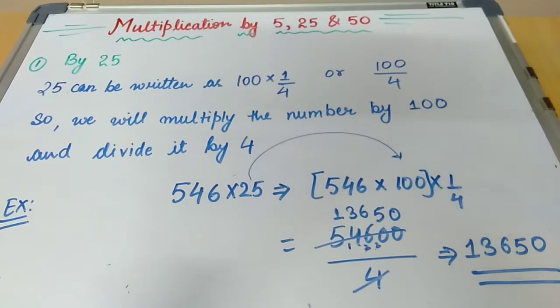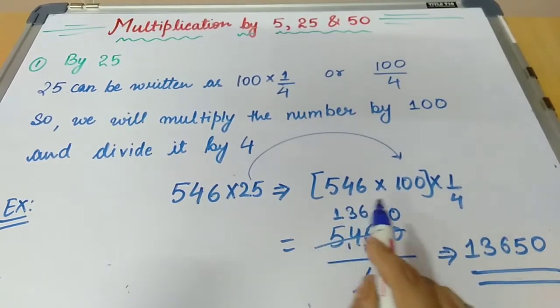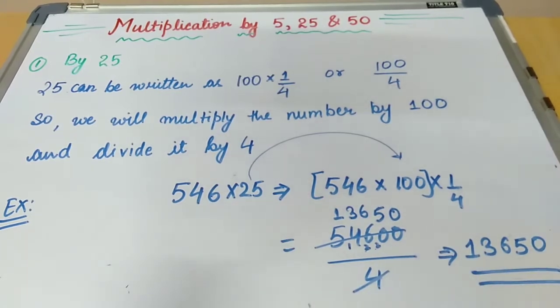multiplied by 1 by 4. Okay, so here I will write it like this. This 4 is in the denominator, so it will come in the denominator, 55600 by 4, and I will divide it. So I will get this answer. In this way you can multiply a number by 25 easily and quickly.